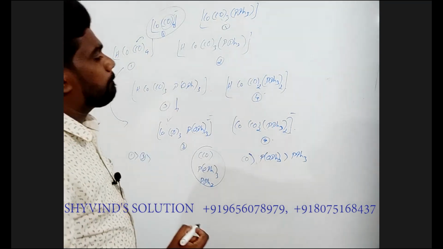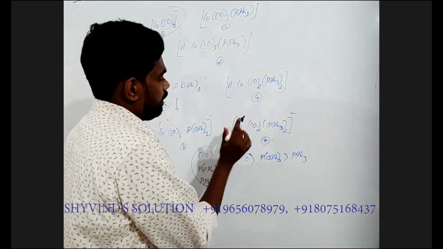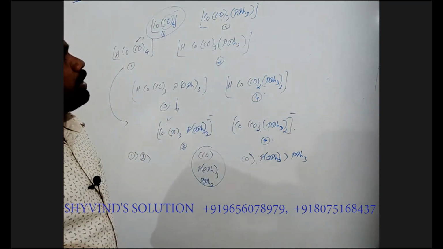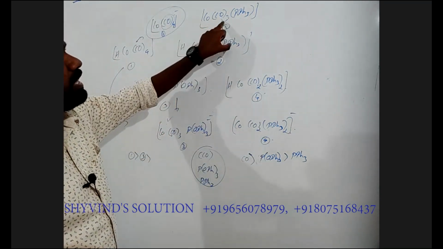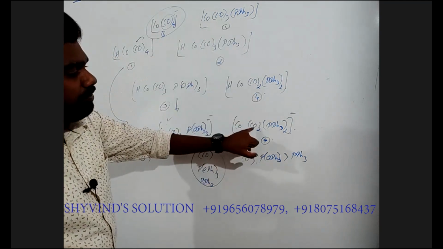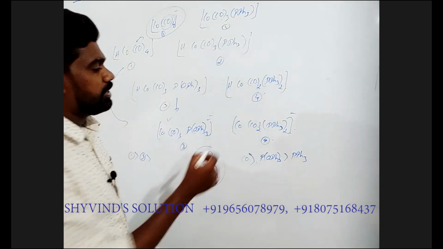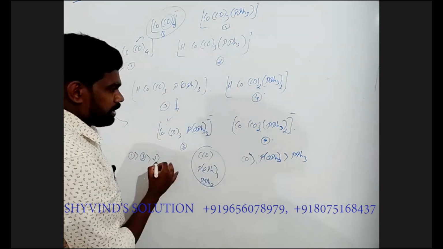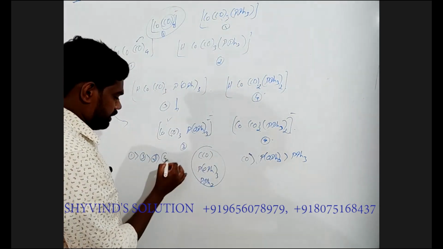Then now we have to compare 4 and 2. In 4 and 2, we have 3 CO groups here, and we have 2 CO groups here. So this is more stable than this. Okay, so then 2, then 4. This is the order of stability.